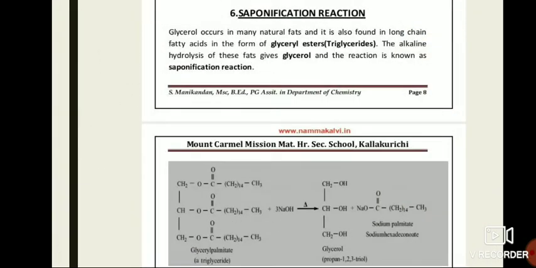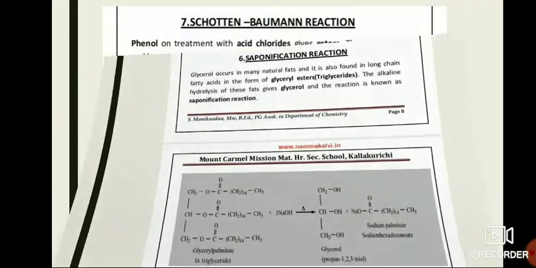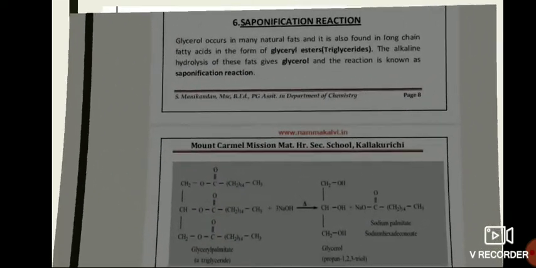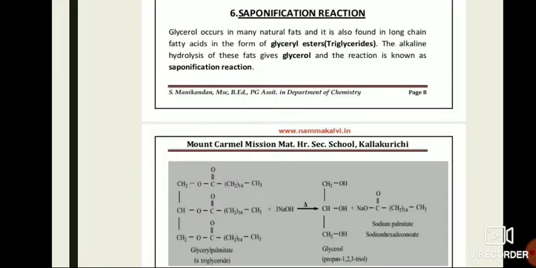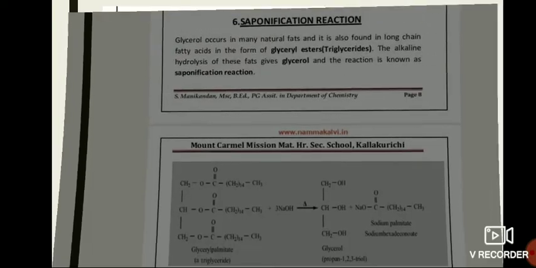And saponification reaction, the simple one. Glyceryl ester, glyceryl palmitate, reacts with three moles of sodium hydroxide to form glycerol. Cut this space, OH goes to this space: CH2OH, CH2OH and CH2OH. This reaction is saponification reaction. The reaction names are, first one saponification reaction, another one preparation of glycerol.